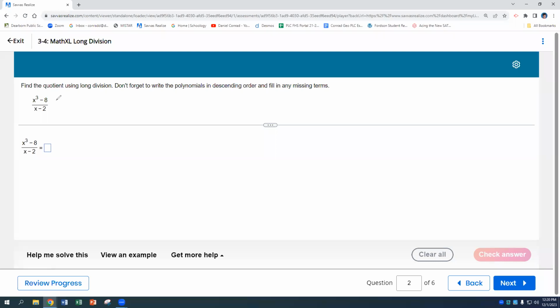Okay, this one, we have x to the third. Let's do x minus 2. I don't like where that's positioned. Let's do it right here. So x minus 2.